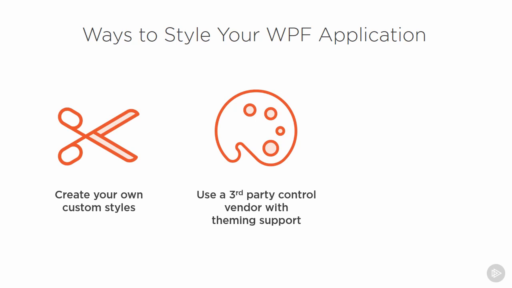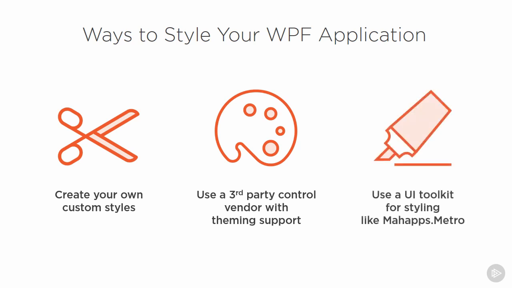But luckily, there is also another approach. You can use a UI toolkit for styling like the MAAPS Metro library. The MAAPS Metro library is used to give your WPF application a modern look. It comes with a bunch of styles for all the standard controls, including theming. So you don't have to create your own custom styles.